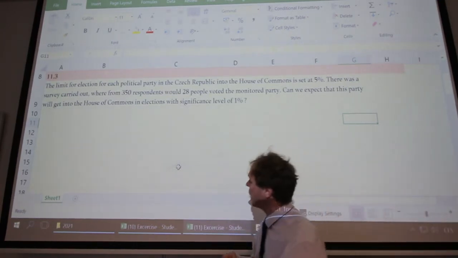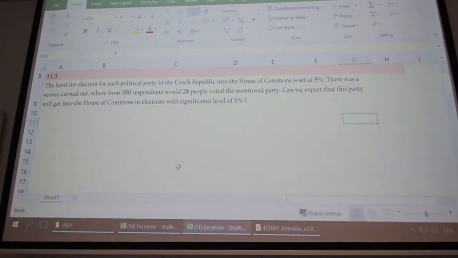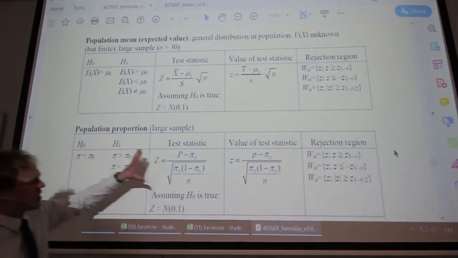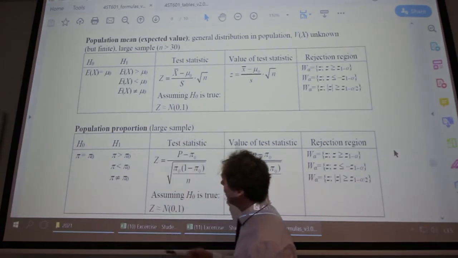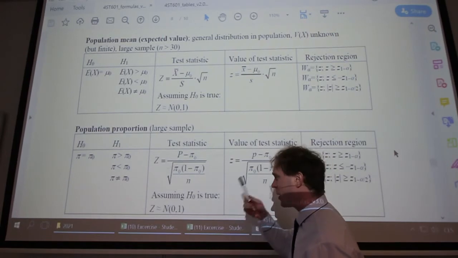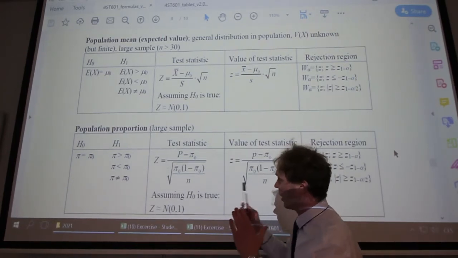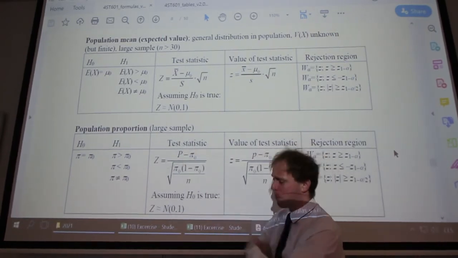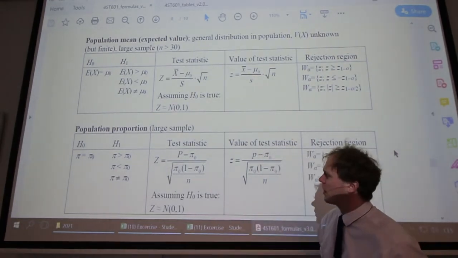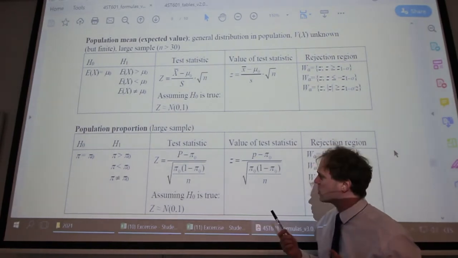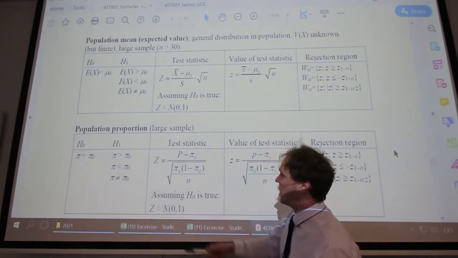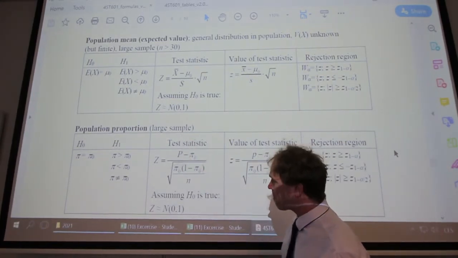Yes? So how can we solve this? In your formulas, we can scroll down and we can find another table with population proportion, testing of population proportion, large sample. What is a large sample? The sample where we have at least 30 observations. So in our case we have 350 respondents, so we have a large sample.